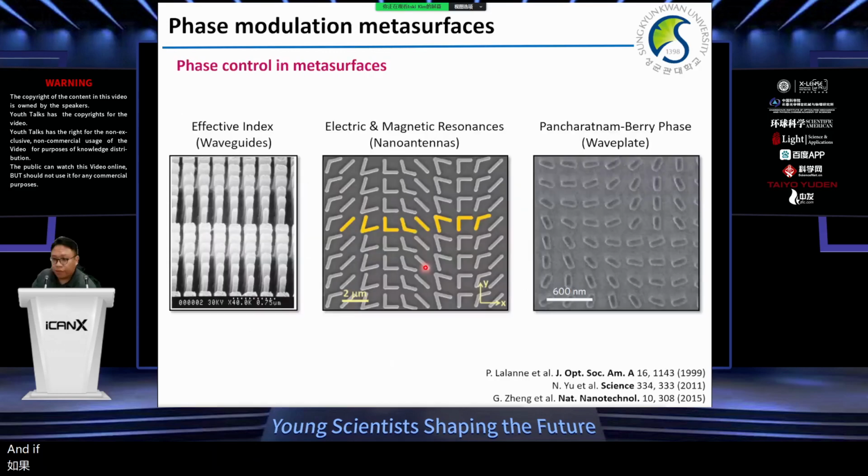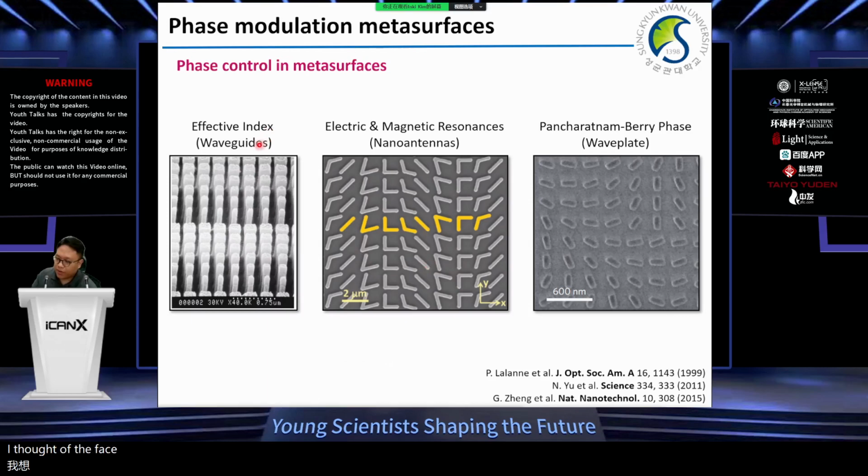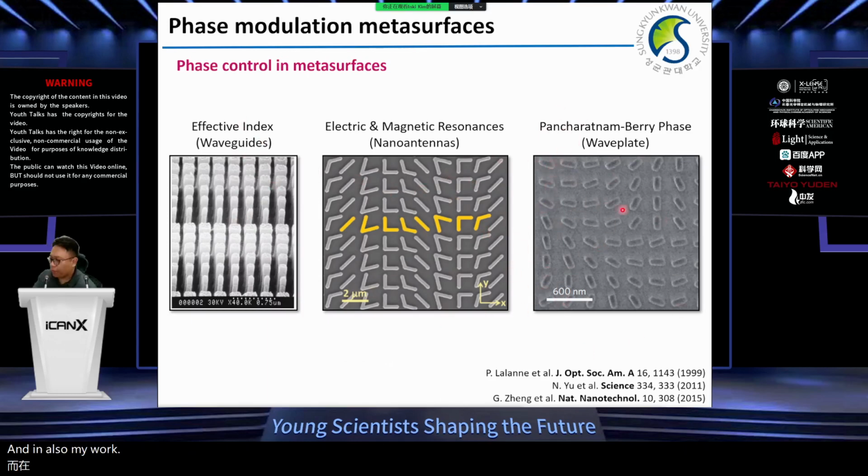And if you find a proper phase map, then the next step is to implement nanostructures or metasurfaces to induce the phase. There are three well-known types of metasurfaces: waveguide type, nanoantenna type, and wave plate type. And in most of my work, I've used wave plate type metasurfaces.